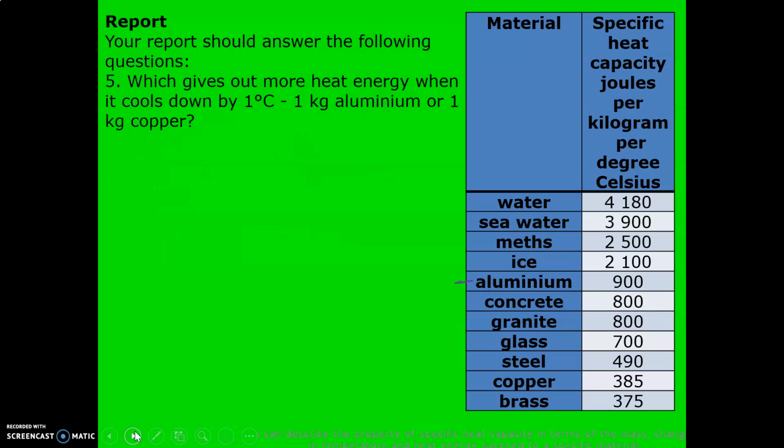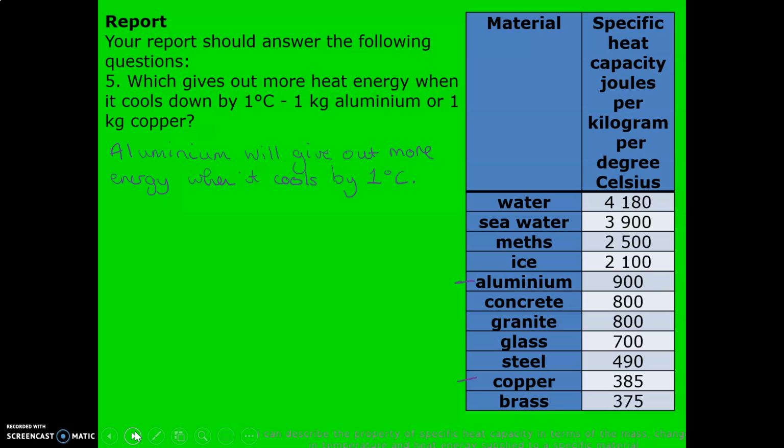And finally, question 5, which gives out more heat energy when it cools down by 1 degree Celsius? 1 kilogram of aluminium or 1 kilogram of copper? This is a really interesting question. You can see that aluminium has a higher specific heat capacity. So far we've talked about that meaning that it needs to take in more heat energy to increase its temperature by 1 degree. But this same process works in reverse.